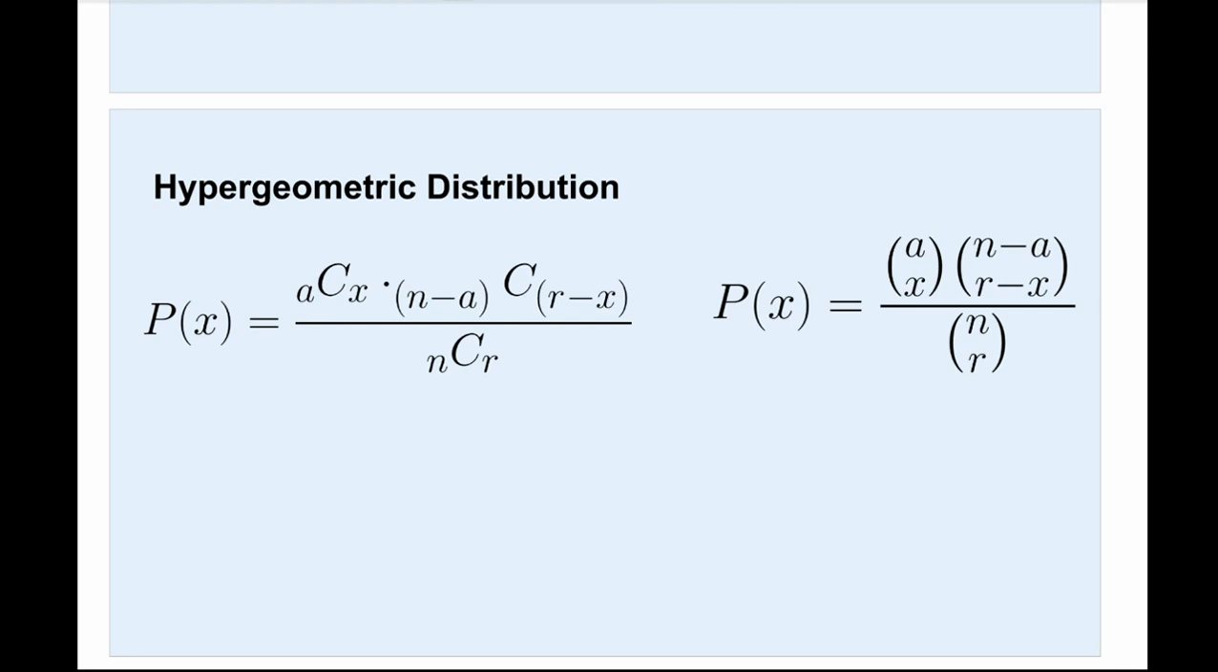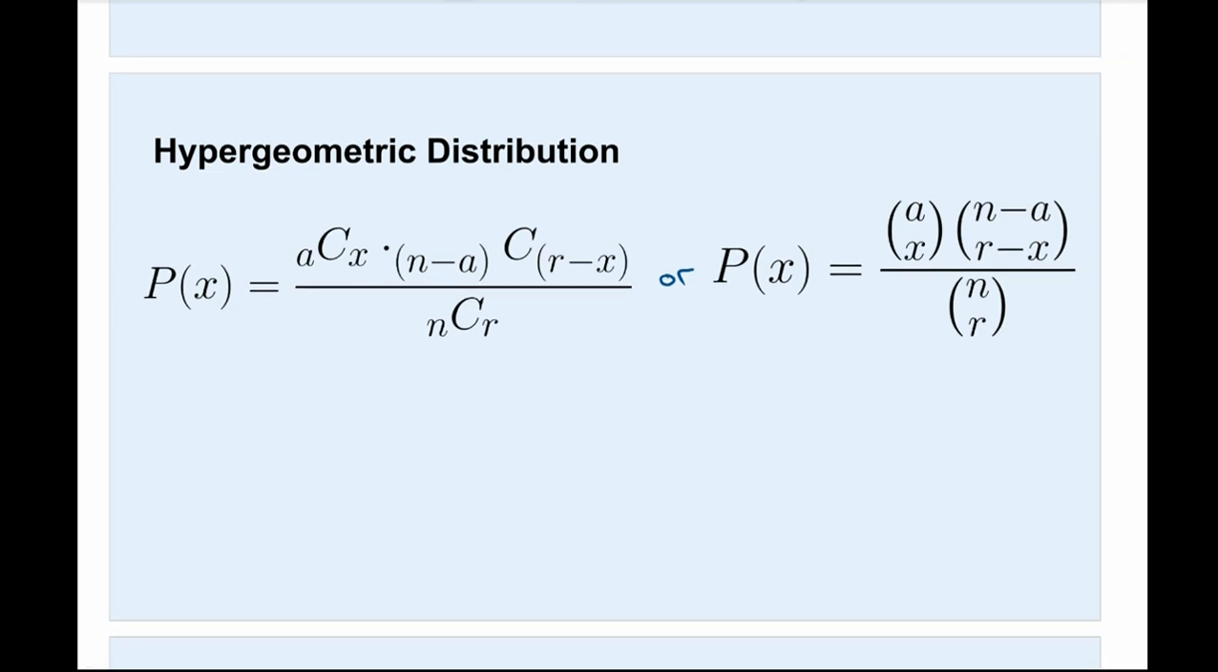And it's not 2 of them, it's 1 or the other. Just different representations based on how we may choose to represent our combinations. So basically it's saying the probability is equal to A choose X times N minus A choose R minus X over N choose R. And you're probably lost with all the letters, but we'll label each one.